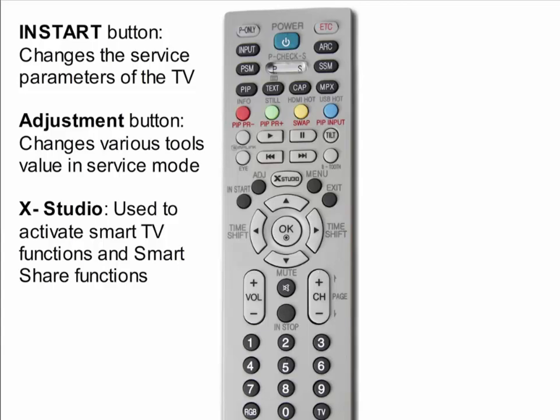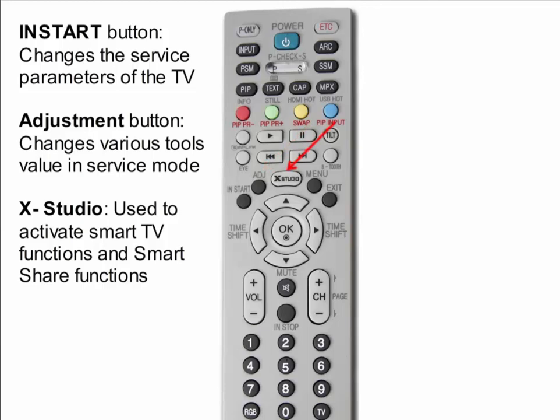which is about understanding the functions of the service remote. The adjustment button, ADJ, is used for changing various tool values in service mode like area code, white balance setting, sub brightness and contrast setting, T-con parameters, etc.